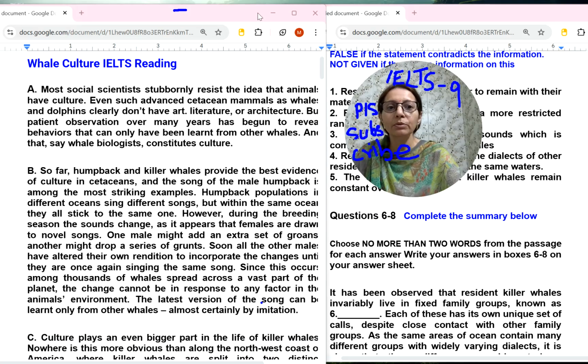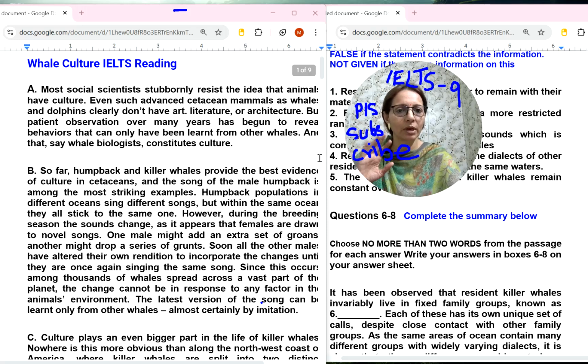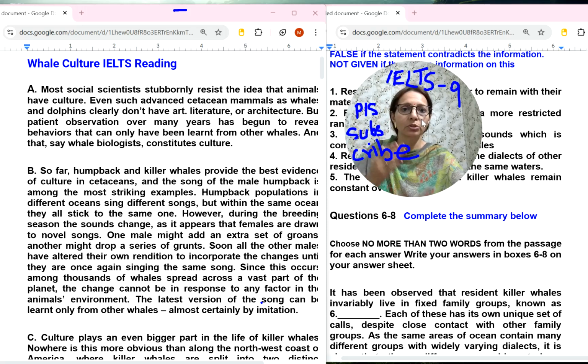So let's do this reading. The reading name is Whale Culture. I have understood the meaning of this title: they are talking about whales, sea animals and their culture. Here they have given paragraph names also. I will not read anything from here. In fact, I will just start from the type of question. First I will be solving true, false, not given.